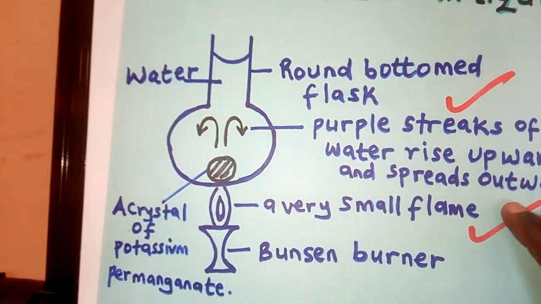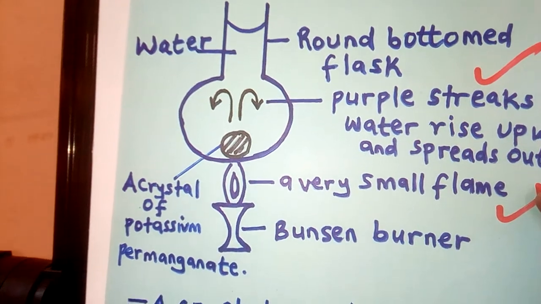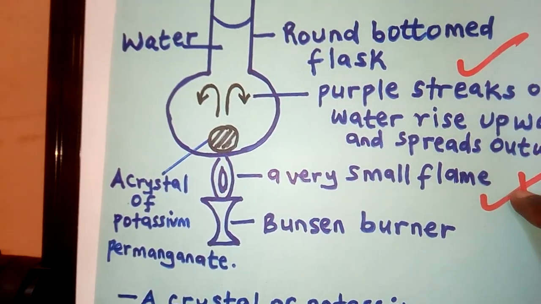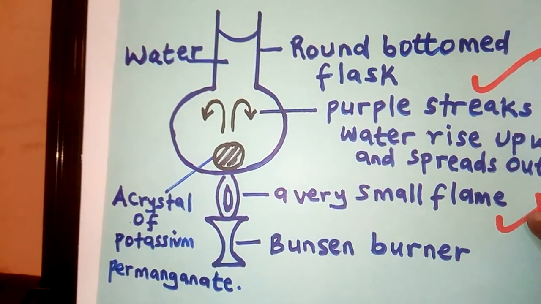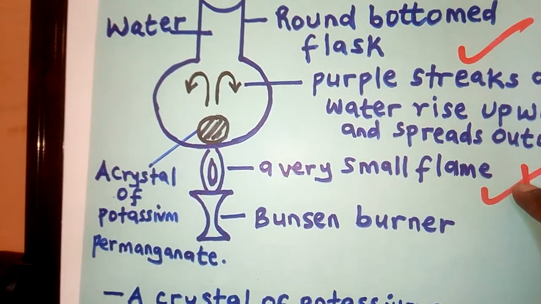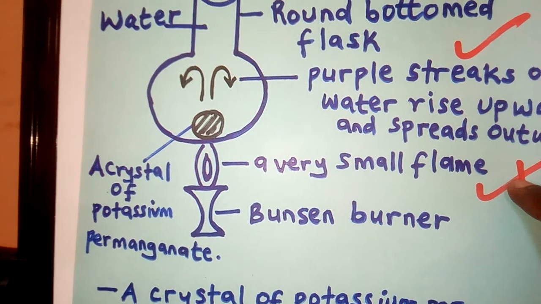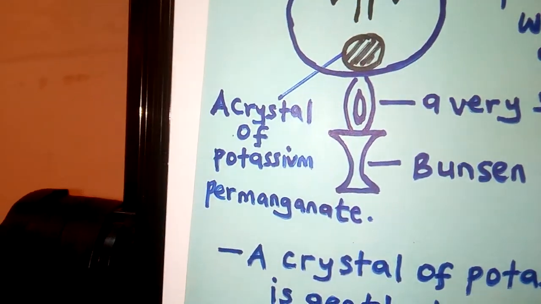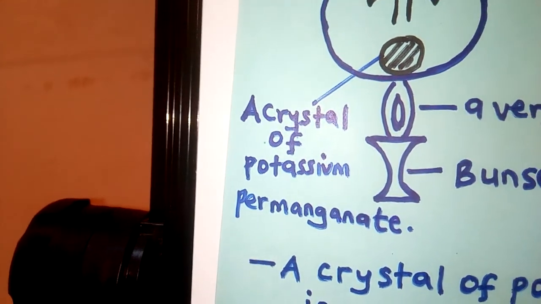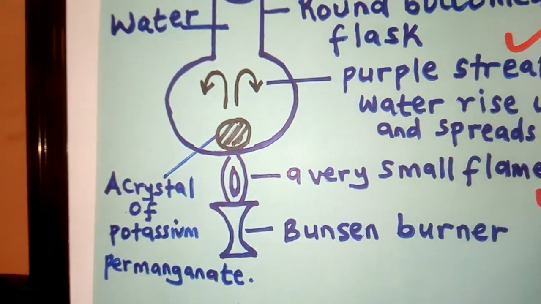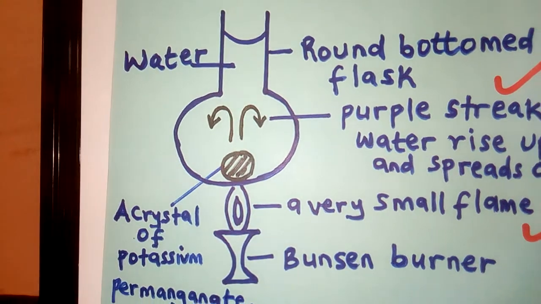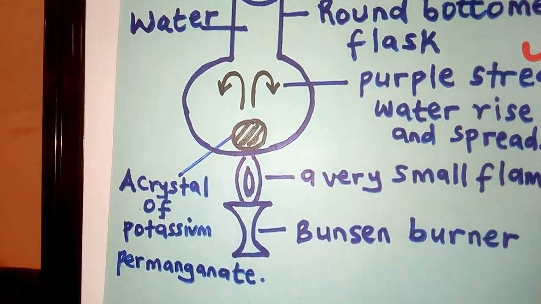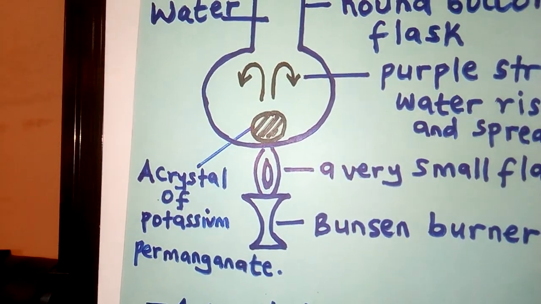So inside the round-bottomed flask, we are going to pour water. And after pouring water, we shall have a source of heat. Look at under the round-bottomed flask, there is a Bunsen burner. That is the source of heat in the laboratory. Now, there is also a crystal of potassium permanganate. So when we have all this, we pour water inside the round-bottomed flask. Then we get a crystal of potassium permanganate.